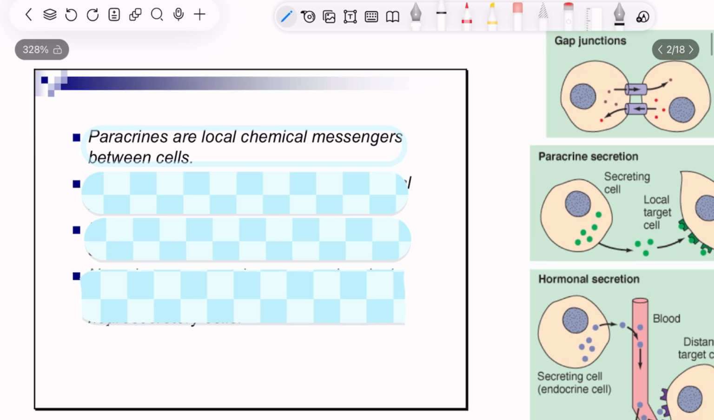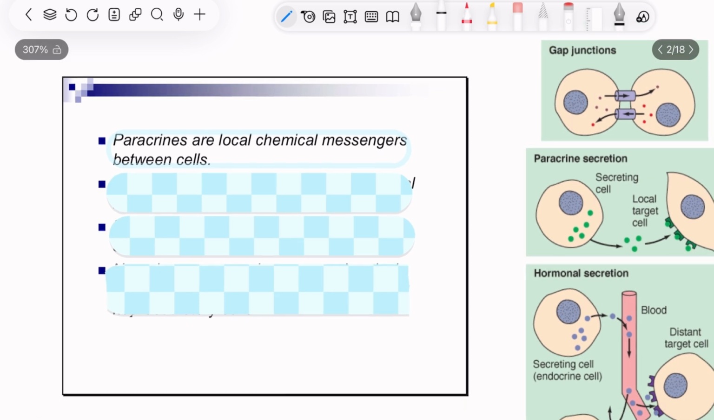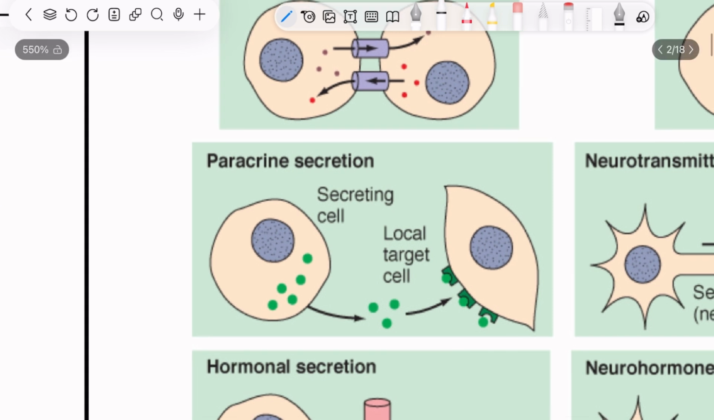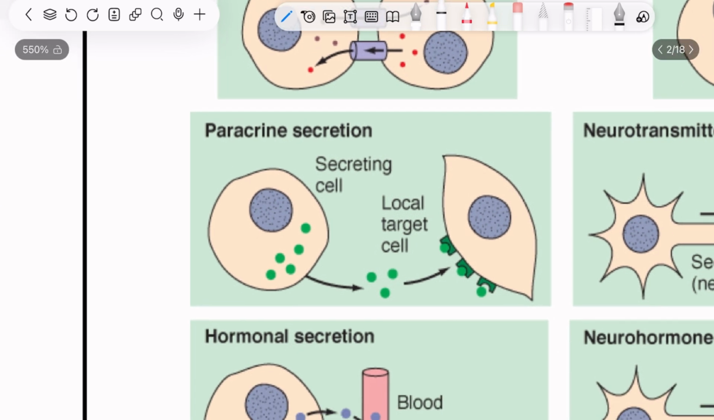Okay, so paracrines. Paracrines are local chemical messengers between cells. Paracrine secretion, or paracrine signaling, is a type of cell communication where a cell releases signaling molecules that affect nearby cells. Basically, what I just said before. Unlike hormones that travel through the bloodstream to affect distant cells, paracrine signals only act locally, impacting cells in the immediate vicinity of the secreting cell. In paracrine signaling, a cell sends signals to other cells that are close by.